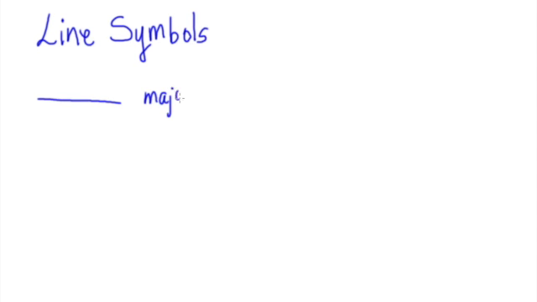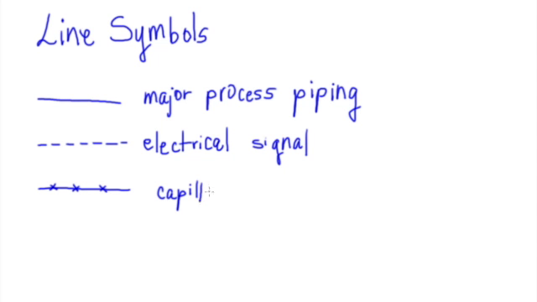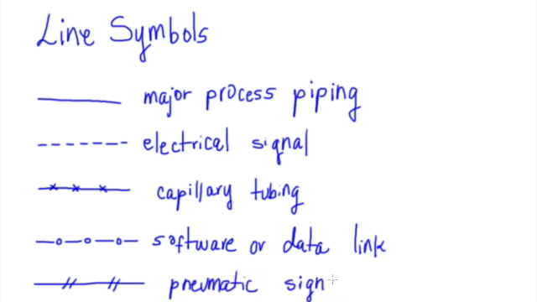Other really important kinds of symbols are line symbols, because they can represent really different kinds of connections. For example, this regular line is just for regular piping, so it's a major process piping. Then this kind of line represents an electrical signal. Then we have this kind of line with crosses that represents capillary tubing. Then this kind of line with circles is for software or data link. And these other lines are for pneumatic signals.